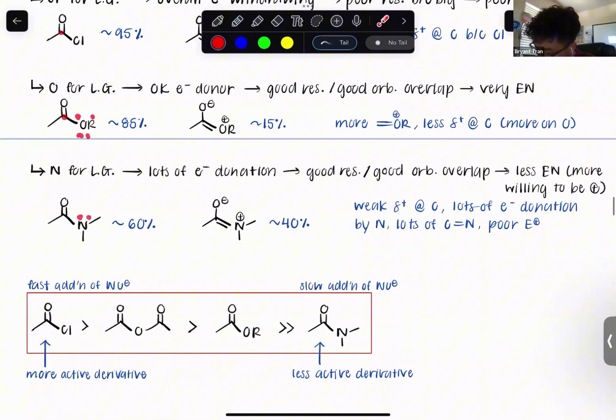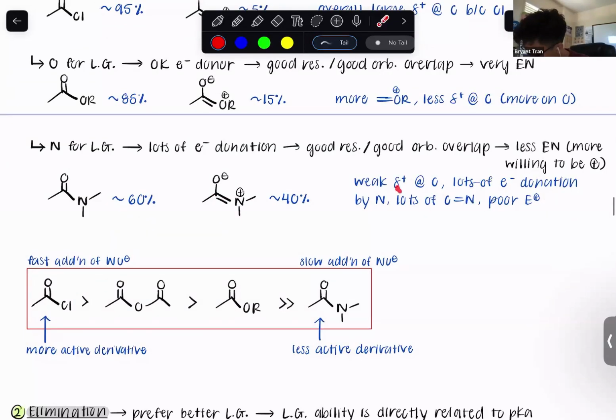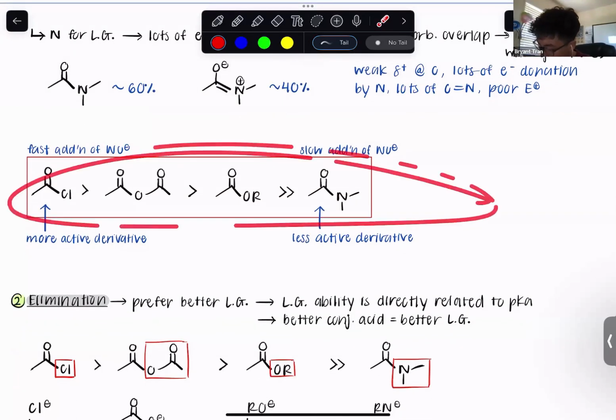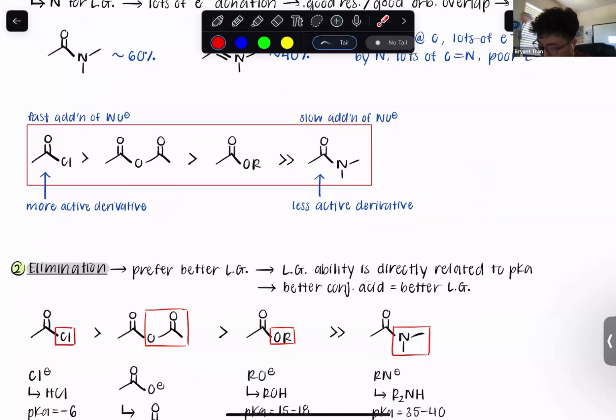Now, nitrogen is the least electronegative compared to oxygen and halogen. So nitrogen is the most willing to give up its electrons and donate and do resonance. So that's why the carbonyl carbon of the amide is going to be the smallest. Right, so the least electrophilic, weak electrophile. Lots of electron donation by nitrogen, lots of carbon double bond nitrogen character right here. Poor electrophile. Okay, so this is going to be the reactivity ranking list of the carboxylic acid derivatives. Acyl chloride is the most reactive derivative, and then the anhydride is the second most, ester is the third most, and amide is the least reactive derivative.